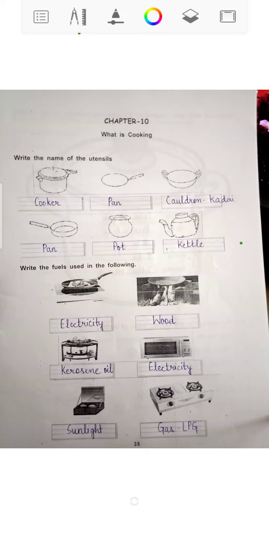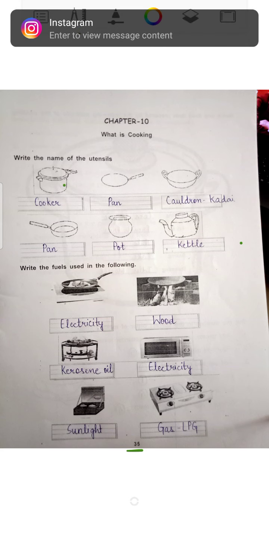Today we are going to cover the assignment book, page number 35, 36 and 37. So let's see the first question. The first question is write the names of the utensils. You can see the different utensils present at your kitchen, right? So you have to write down the names.